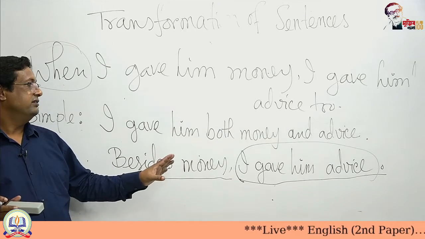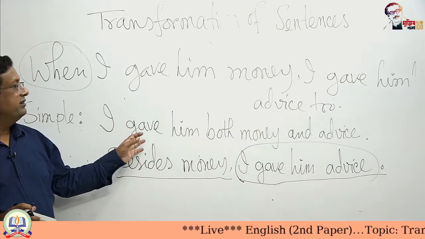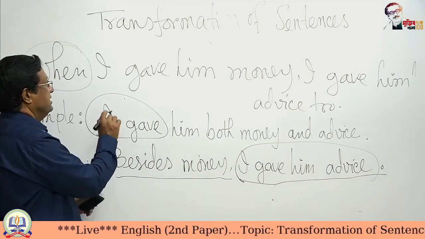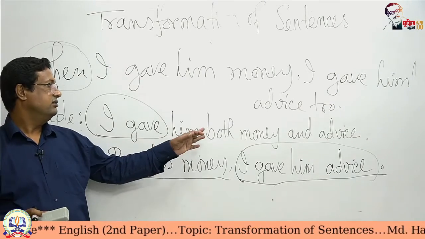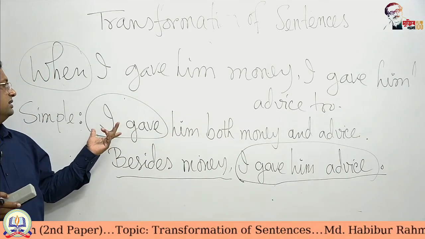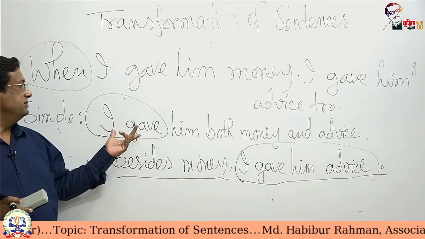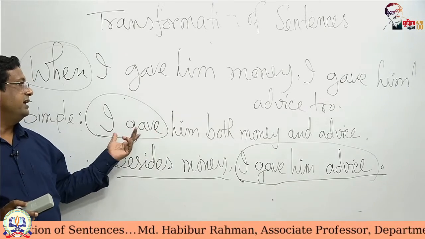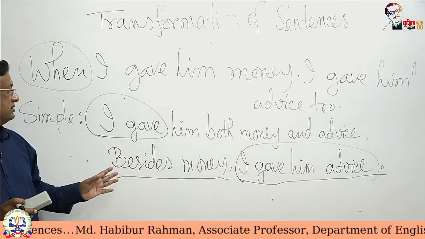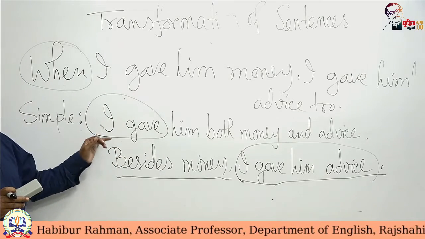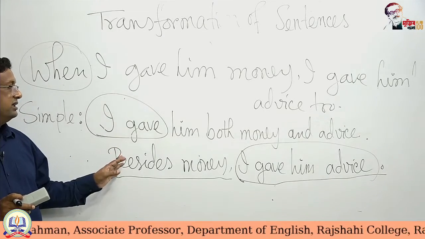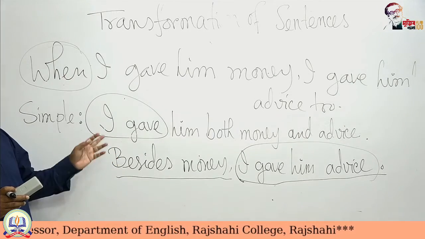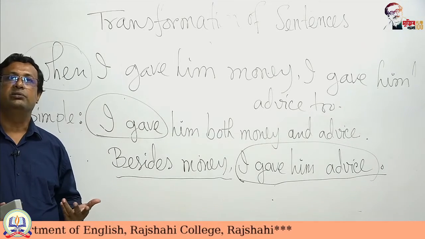Besides money, I gave him advice. And I gave him both money and advice. Here you find subject and finite verb and nothing more to count for a sentence. That is why this is also a simple sentence and this is fully independent. I gave him both money and advice. So that is why these sentences are simple sentences and they bear the meaning of the first complex sentence. So you can change any way you like.